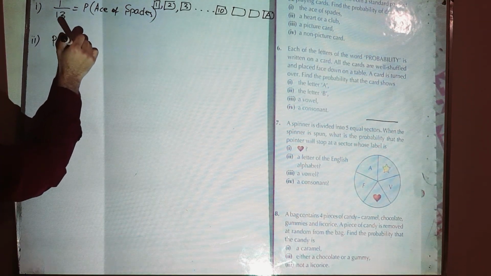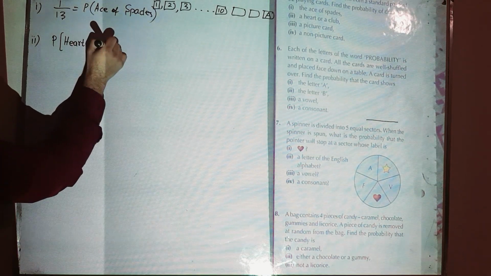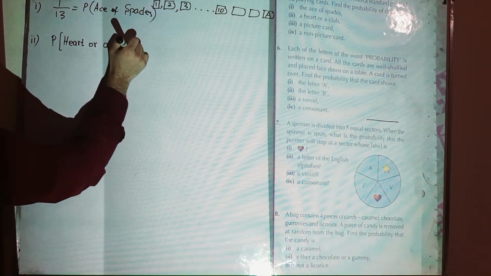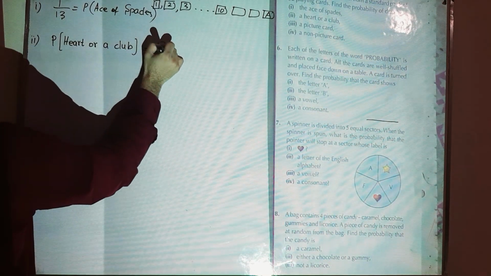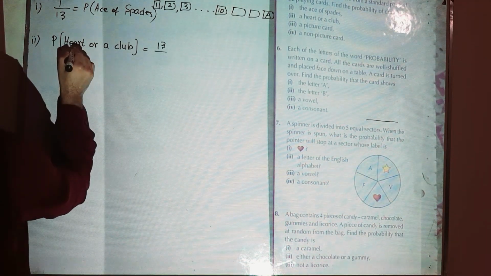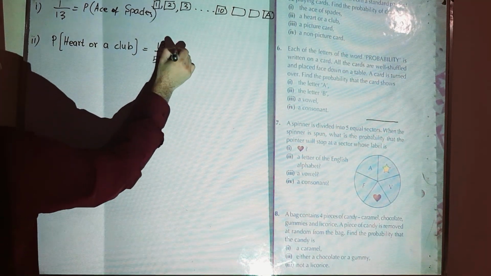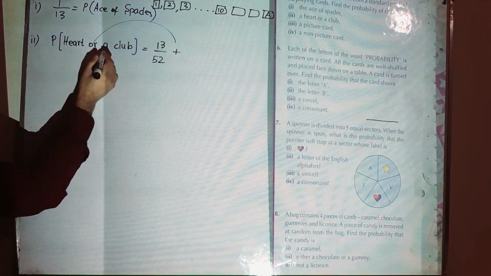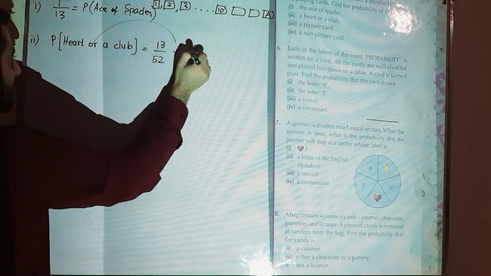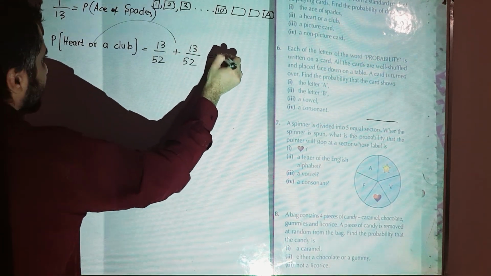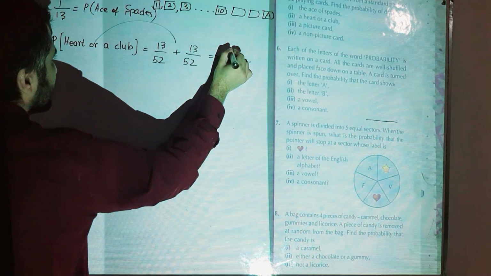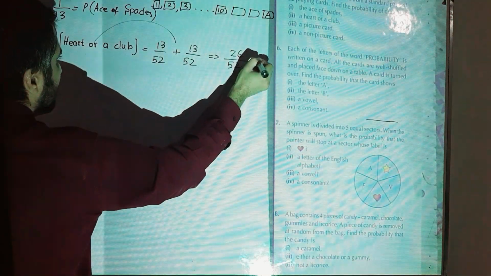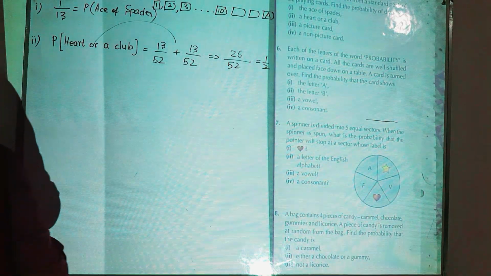Heart or a club. So we have 13 cards from heart out of total 52, and when OR is used you need to add the probabilities, and we have 13 from the club out of 52. So you can take the LCM. This will be 13 plus 13 is 26 out of 52, that is 1 by 2.